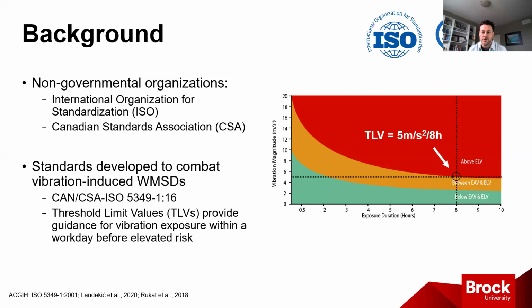Some of you probably are familiar with these for some other identified risk factors as well. But TLVs essentially provide guidance for, in this case, vibration exposure within a workday before risk is elevated. So the TLV provides context for the maximum amount of vibration a worker may be exposed to during their workday. And for this ISO standard, most recent standards suggest that daily exposures of 5 meters per second squared. So again, you see that acceleration metric as our number for vibration. 5 meters per second squared should not be exceeded throughout an 8-hour shift.